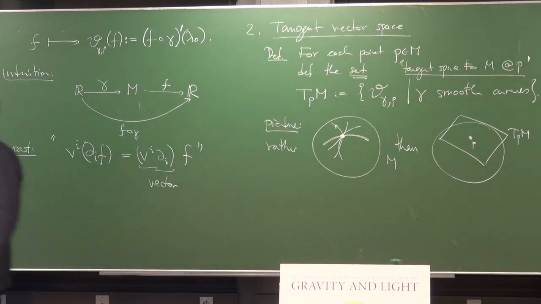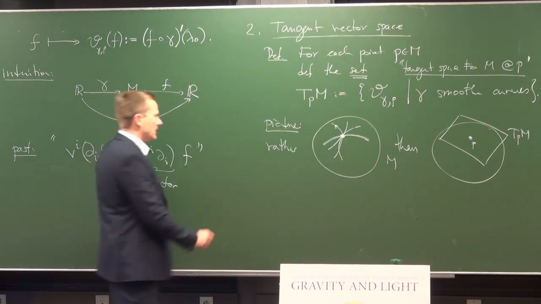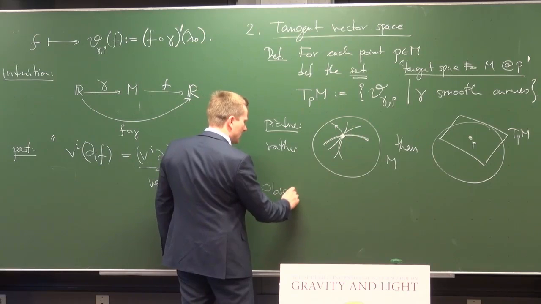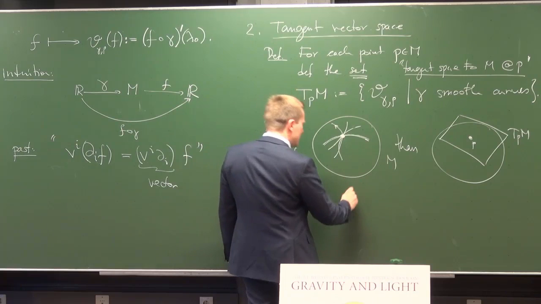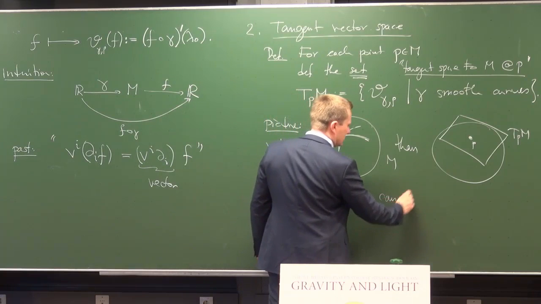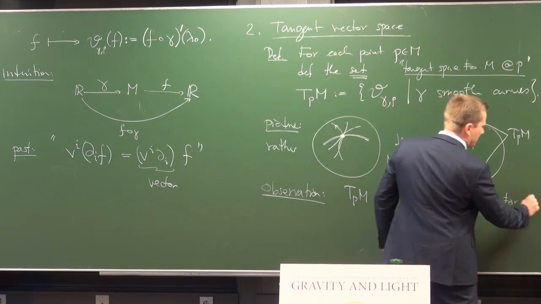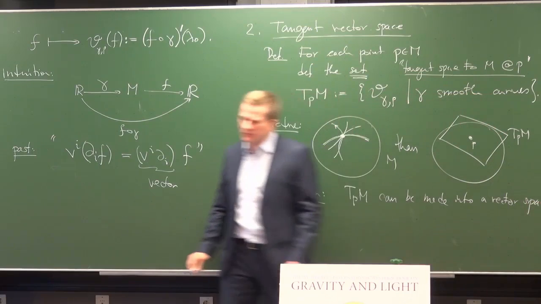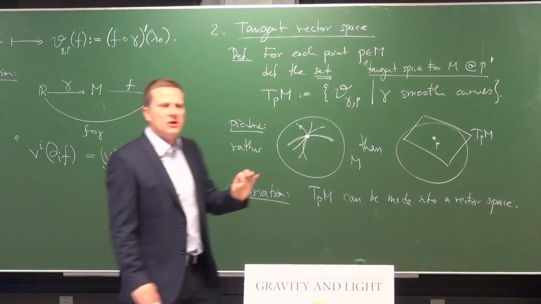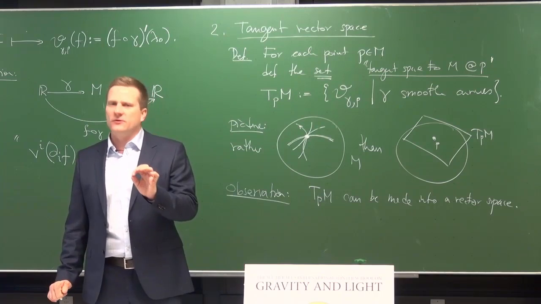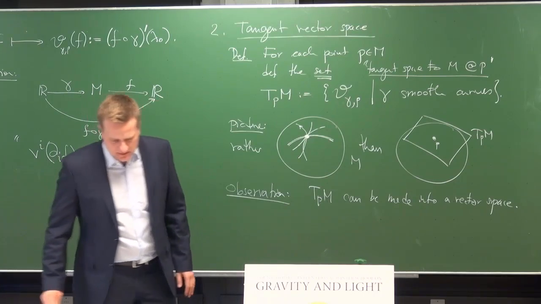Now the question is, do the velocities at a point form a vector space? Well, that is true, they do. So observation, and it's a key observation: T_pM can be made into a vector space. And because this is so important, and this is a technical key point that you're going to use all the time, I'll show this in detail. And already in this calculation, you learn all the techniques that you need in the future for your own calculations. So it's not just a proof that you then never look at again, it's an important construction.